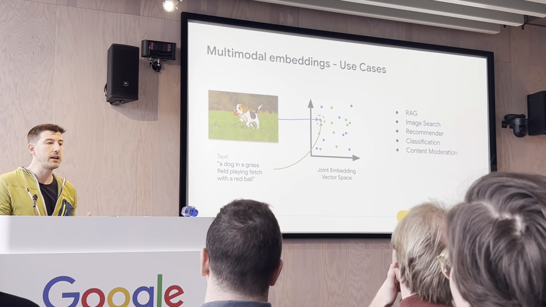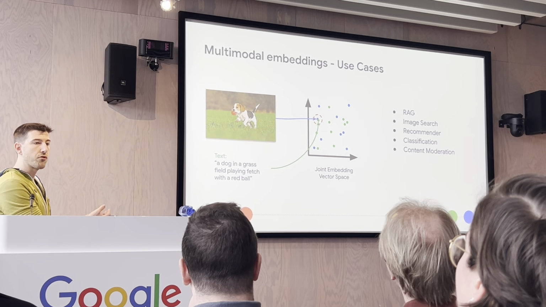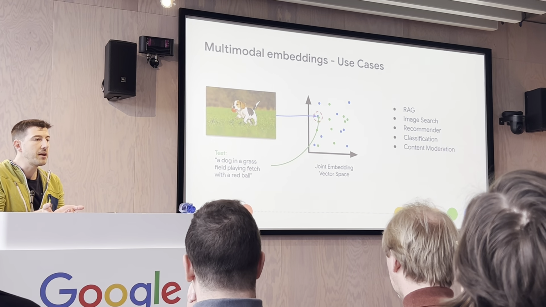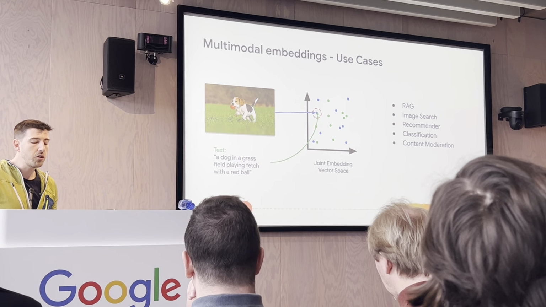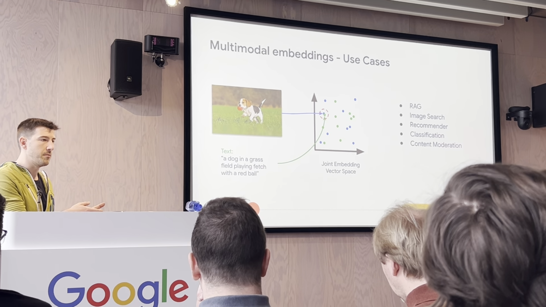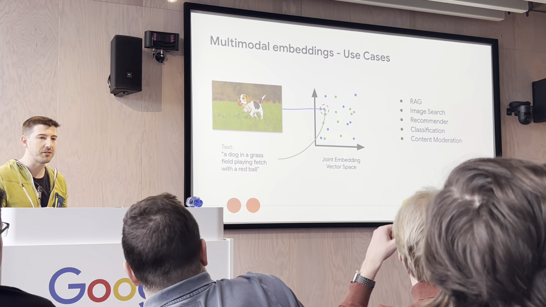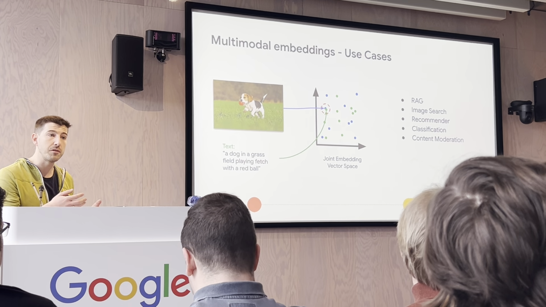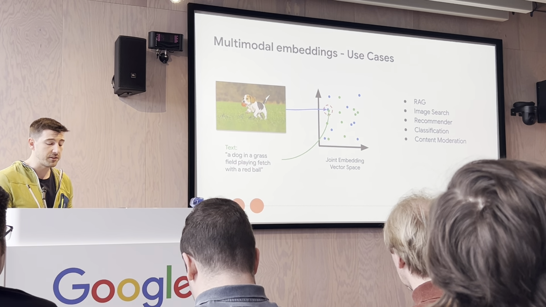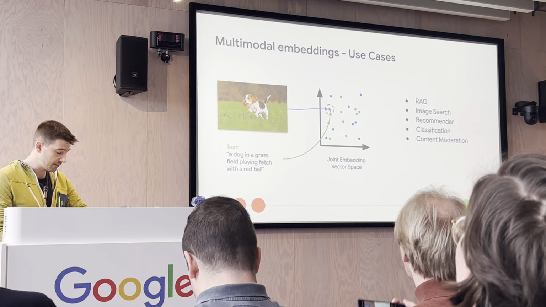We heard already today about RAG, where you use that to search for relevant information, to augment your model prompt input with this information. But you can also use that for image search, where you don't have annotations on the images, where no one has a subtitle or a caption for an image, and you want to make those images searchable. But also recommendation systems, classifiers, and content moderation are great use cases.